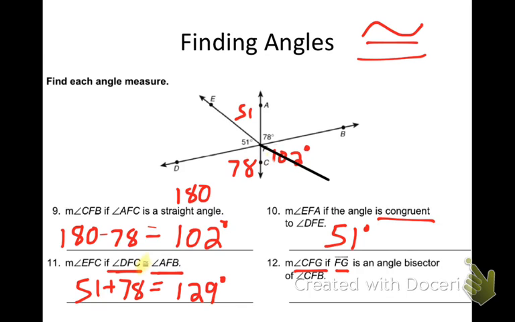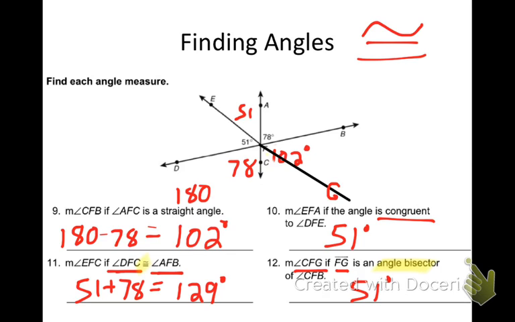So I'm going to draw in FG. Okay, so there's G right there. And it's an angle bisector. What's it mean to be an angle bisector again? Cuts in half. Remember what CFB was? CFB was 102. So if it cuts in half, what are the two angles going to be now? 51 degrees. Okay, so just like that, we can find all of the missing angles in a problem there.